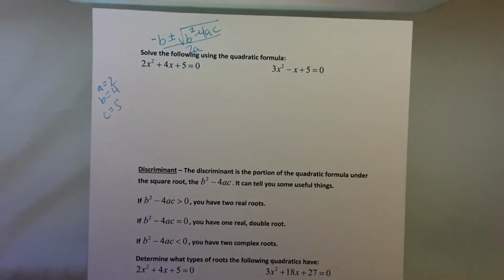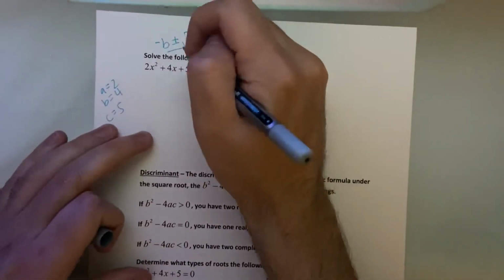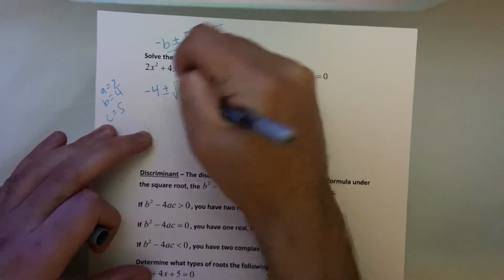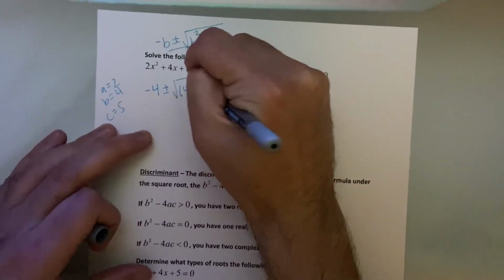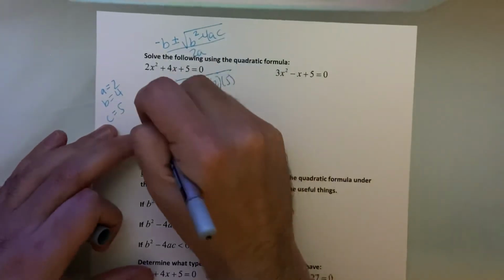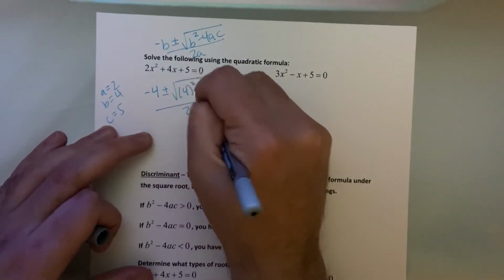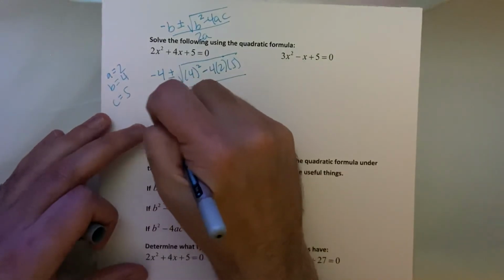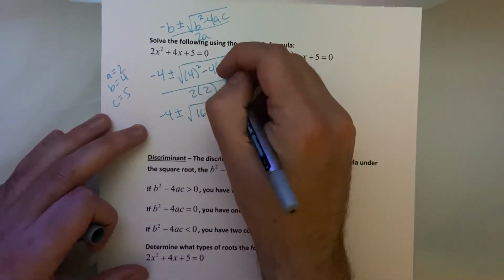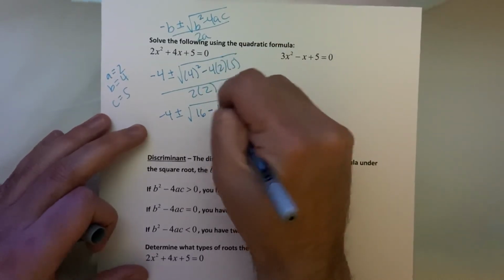You will need to know the quadratic formula on the test. It's worth points just to write it right, and then you have to use it. I promise you now, you need to know it. So let's plug in our pieces. Negative 4 plus or minus the square root of 4 squared minus 4 times 2 times 5 all over 2 times 2. That's negative 4 plus or minus the square root of 16 minus 40 all over 4.